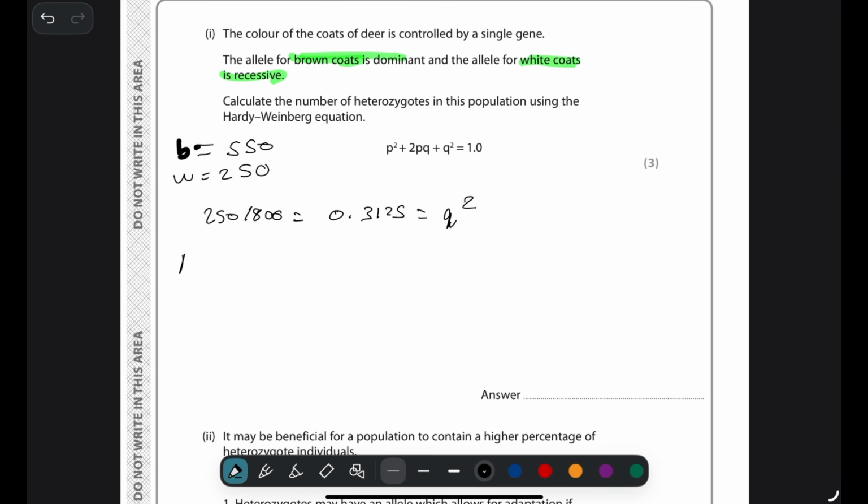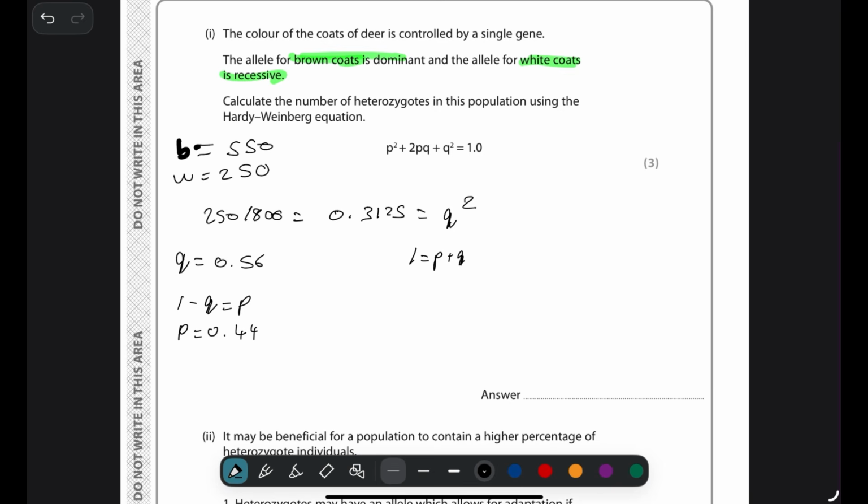I'm going to round. Q is 0.56. Now we know that 1 equals P plus Q. So rearranging that, we can find P. 1 minus Q equals P. So P, we're going to have an estimate of 0.44. So we found P, we found Q.